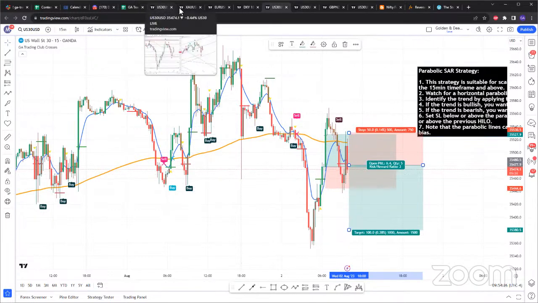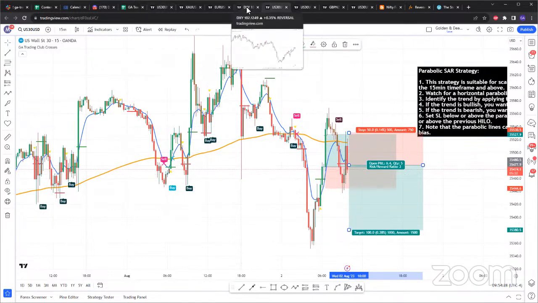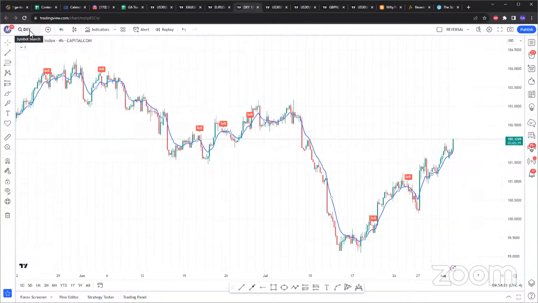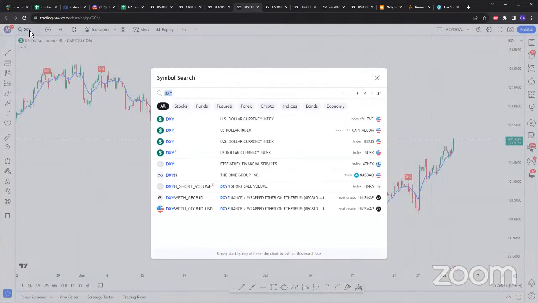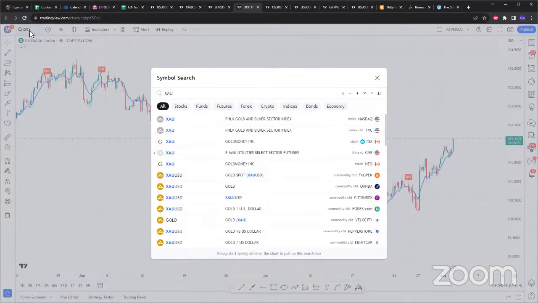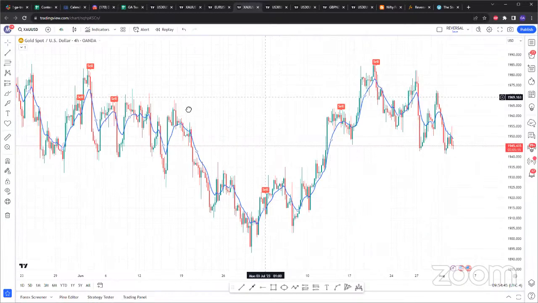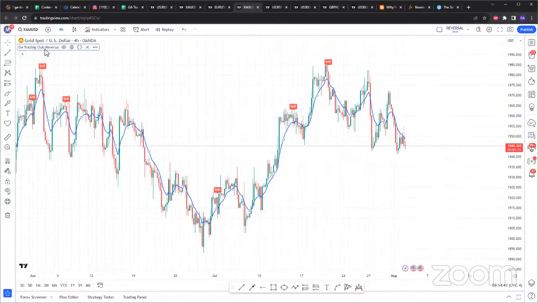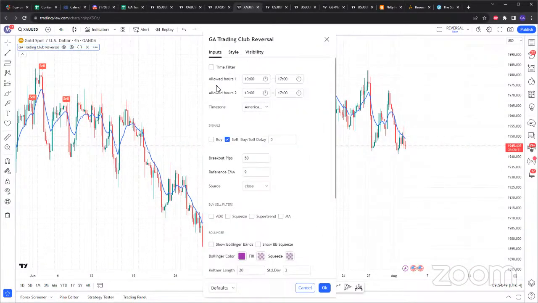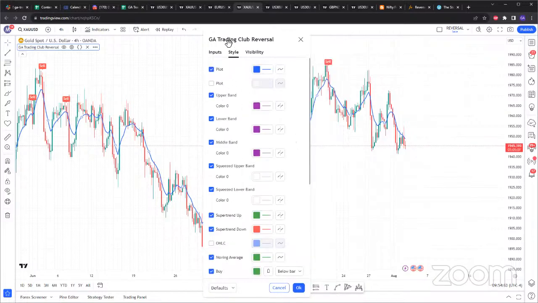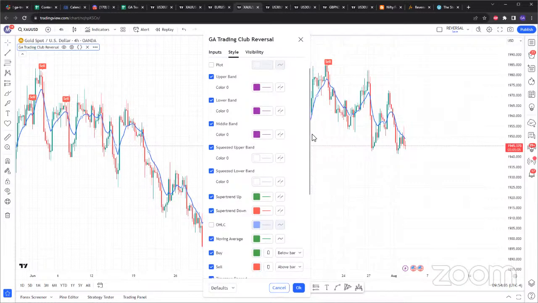Now, the best indicator that the bar color will help you guys with is the reversal indicator. A lot of people normally have questions: is this a valid reversal and all of that? So for example, if I go to gold, and this is the reversal indicator, as you can see, it has the filter, the time filter, and it has the bar color.